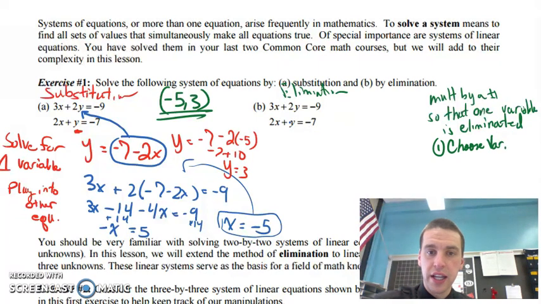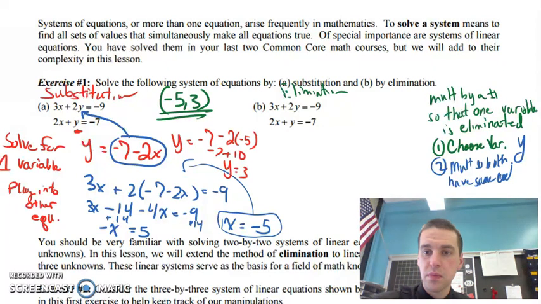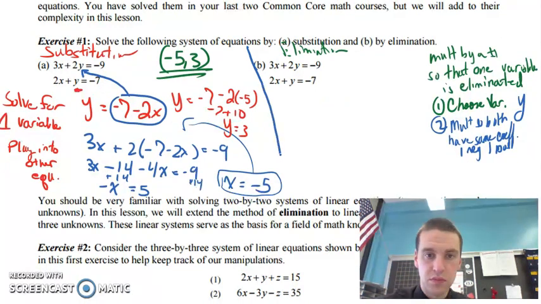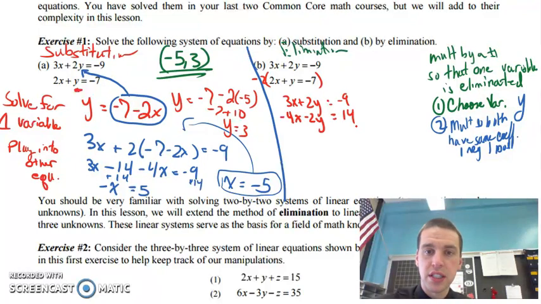What we're going to do is, again, I think y is the easiest one to look at. So I'm going to choose y. 2, multiply, so both have the same coefficient, 1 negative, 1 positive. Why? So they can cancel out. So, the first one, 3x plus 2y equals negative 9. I'm going to multiply this bottom one by negative 2. Why by negative 2? So I can get positive 2y to become a negative 2y. Negative 4x minus 2y equals 14.